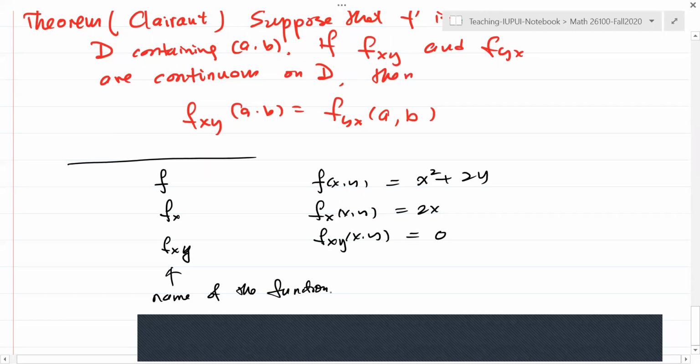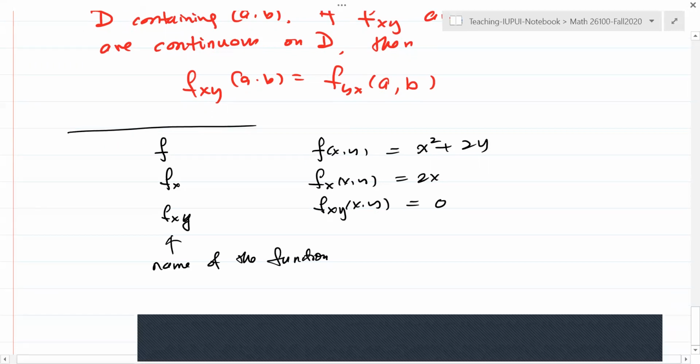Okay, and here are the formulas of functions. There's a small difference between these two notations. Sometimes we don't want to mention variables. When we mention variables, basically we're talking about the formula of the function.